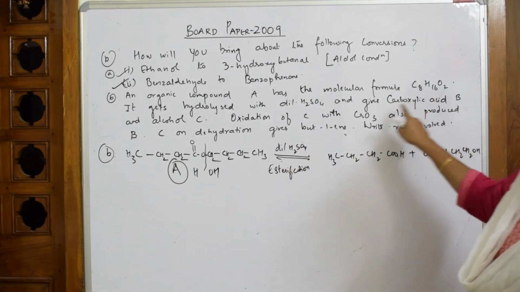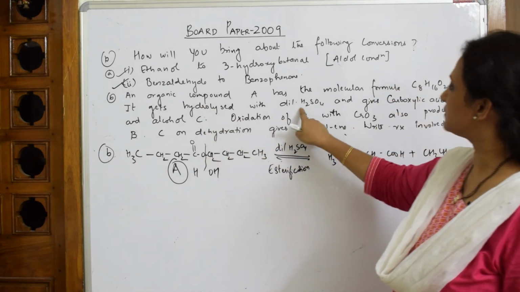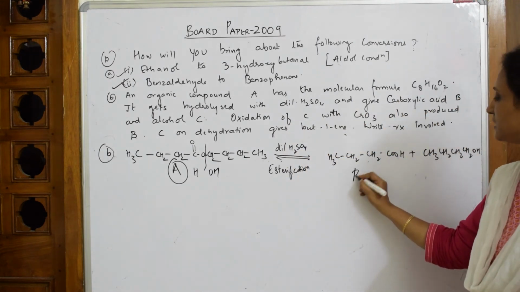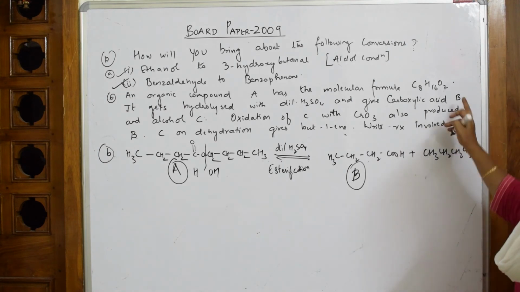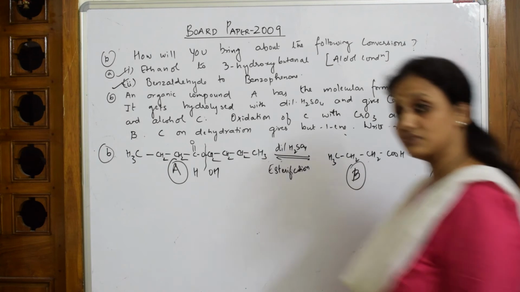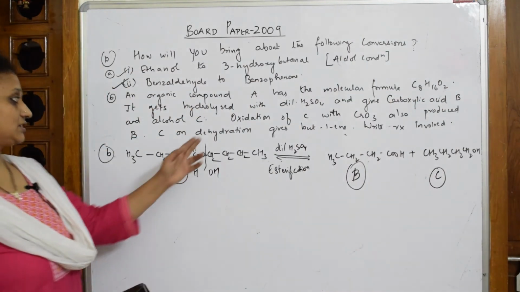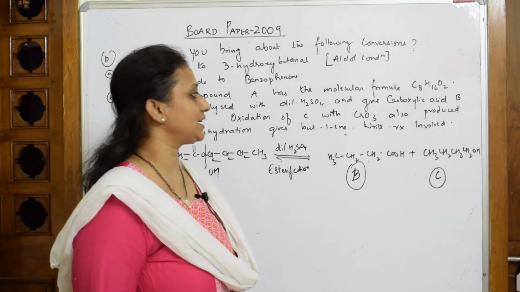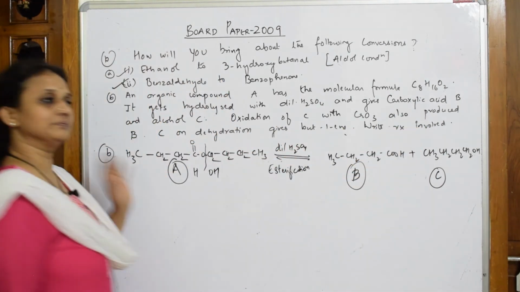Done. What do they give me? It gets hydrolyzed with dilute sulfuric acid. Done. And gives carboxylic acid B. So this is B, it seems. Then they said, and gives an alcohol C. This is C, it seems. I'm done with the second statement. I have to go to the third statement. Oxidation of C with chromium trioxide also produced B.